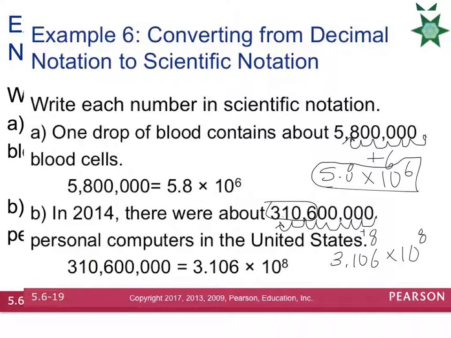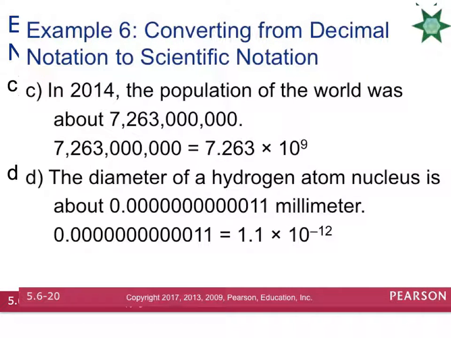Let me see how we got that, kind of using the method I showed you. Okay, C. In 2014, the population of the world was about 7,263,000,000. Okay, so here's our decimal. We move 1, 2, 3, 4, 5, 6, 7, 8, 9. We stop just before the 7. Okay, there's our dot now.